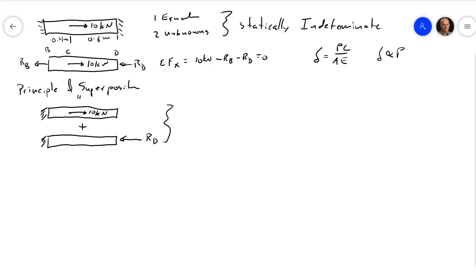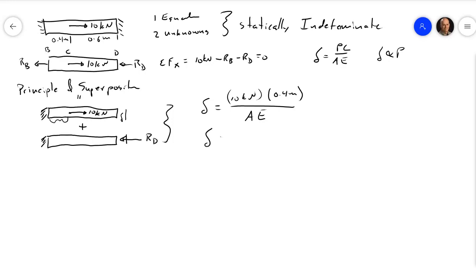And so for this, we can calculate that the deflection caused by the 10 kilonewtons is going to be 10 kilonewtons, and it only acts on this part here, so 0.4 meters, and divide that by the area and the length. And then we have the reaction at D removes that deflection.